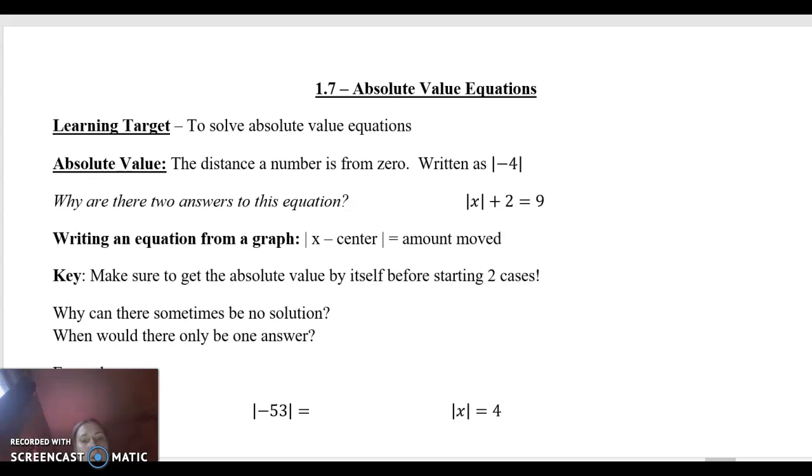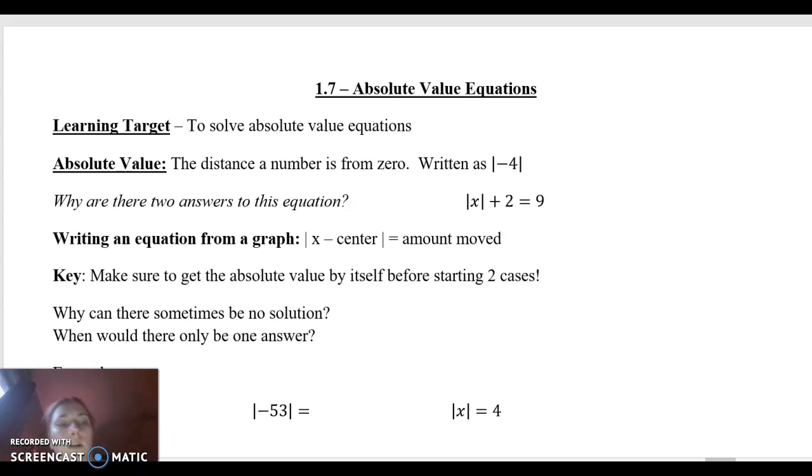Hey guys, so we're going to be learning about absolute value equations and how to solve those today. Make sure you're listening closely as I go through the notes because some problems I will have you pause and solve on your own. Some we are going to save for later, so just make sure you're paying close attention to which ones you should be doing.